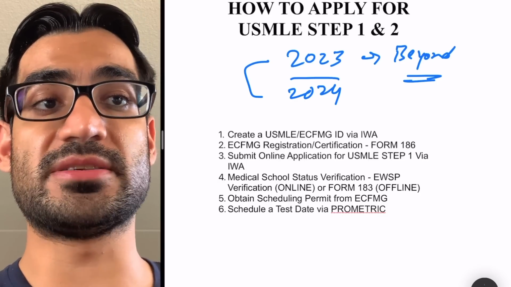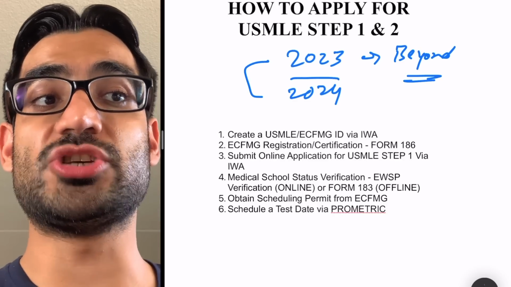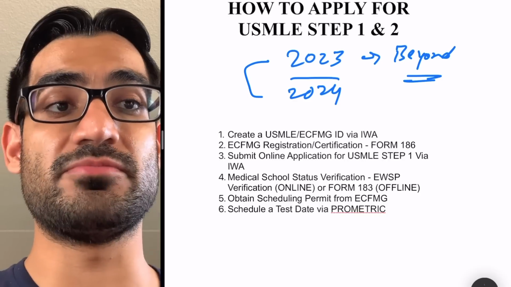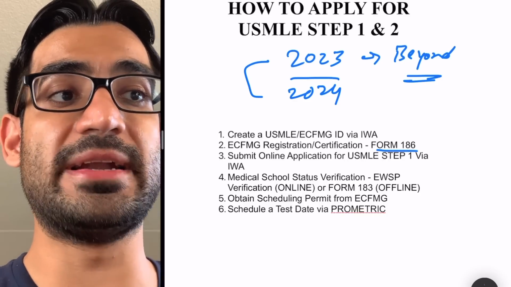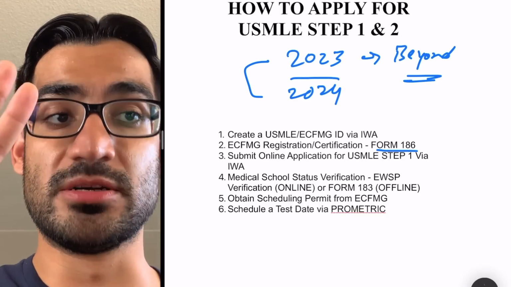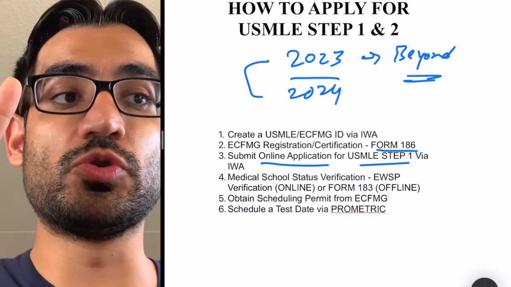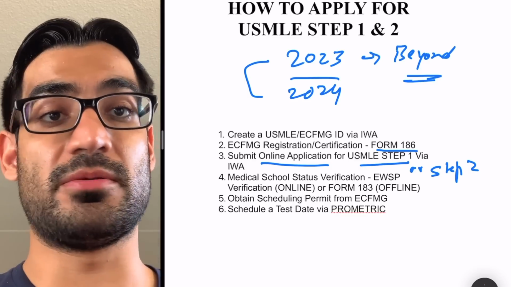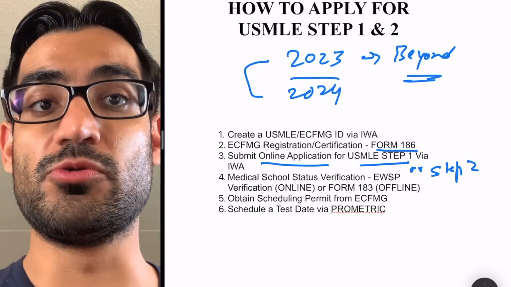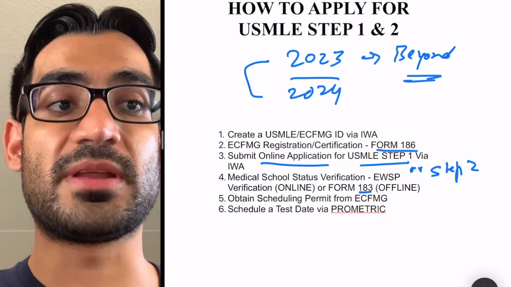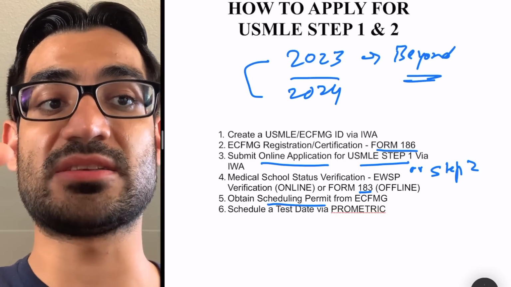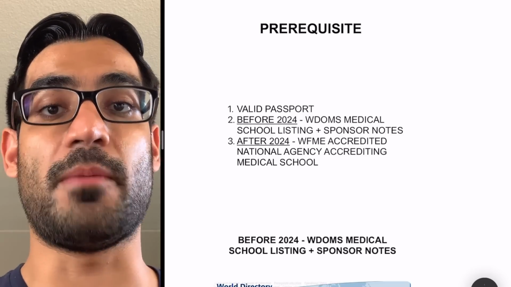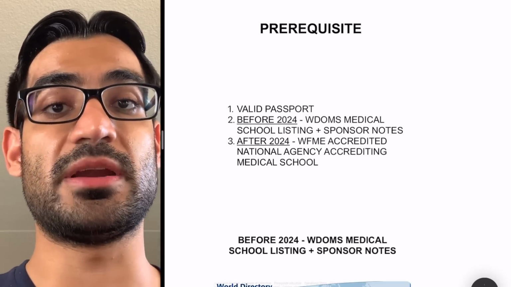The first step of the process is creating a USMLE/ECFMG ID via interactive web application portal, which is a part of ECFMG. The second step would be doing something called Form 186 or certification of identification. The third step is submitting your online application for USMLE Step 1 or Step 2. Both of them are generally the same processes, and I will cover both of them. The fourth process is doing medical school verification. The fifth step is obtaining a scheduling permit from ECFMG, and the sixth step is getting a test date from your Prometric center.